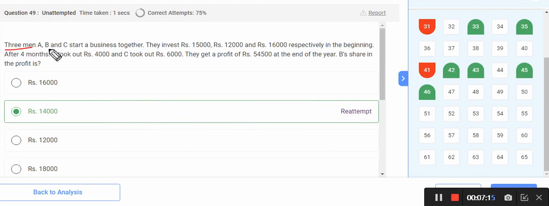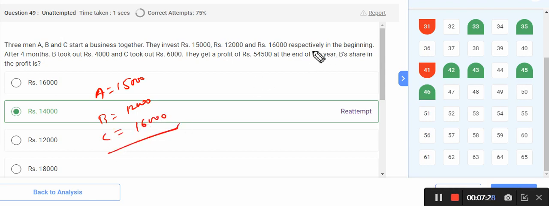Three men A, B and C started a business together. A invested 15,000, B invested 12,000 and C invested 16,000 respectively in the beginning. After 4 months B took out 4,000, so the 12,000 was for 4 months only. After taking out 4,000, B was left with only 8,000, which was for 8 months.